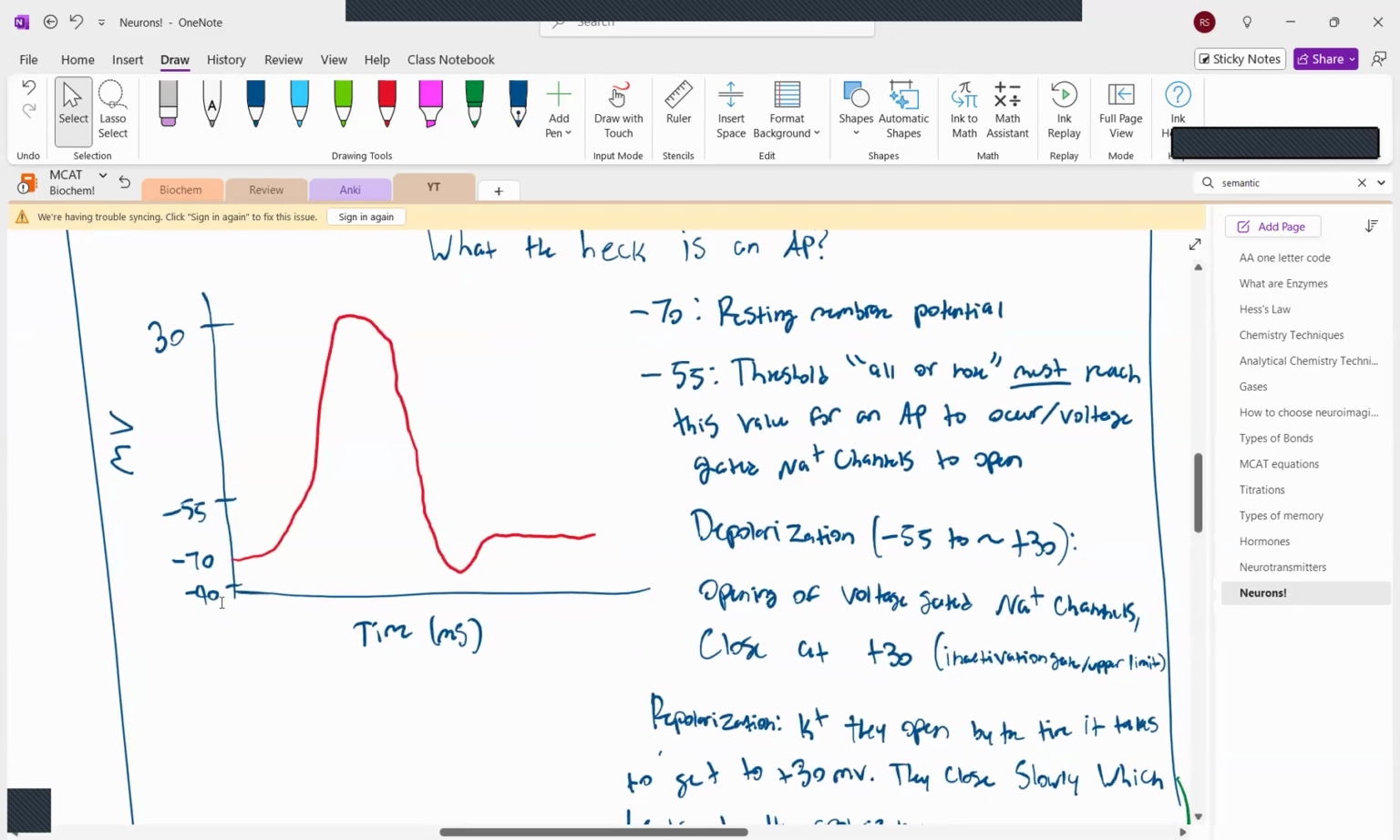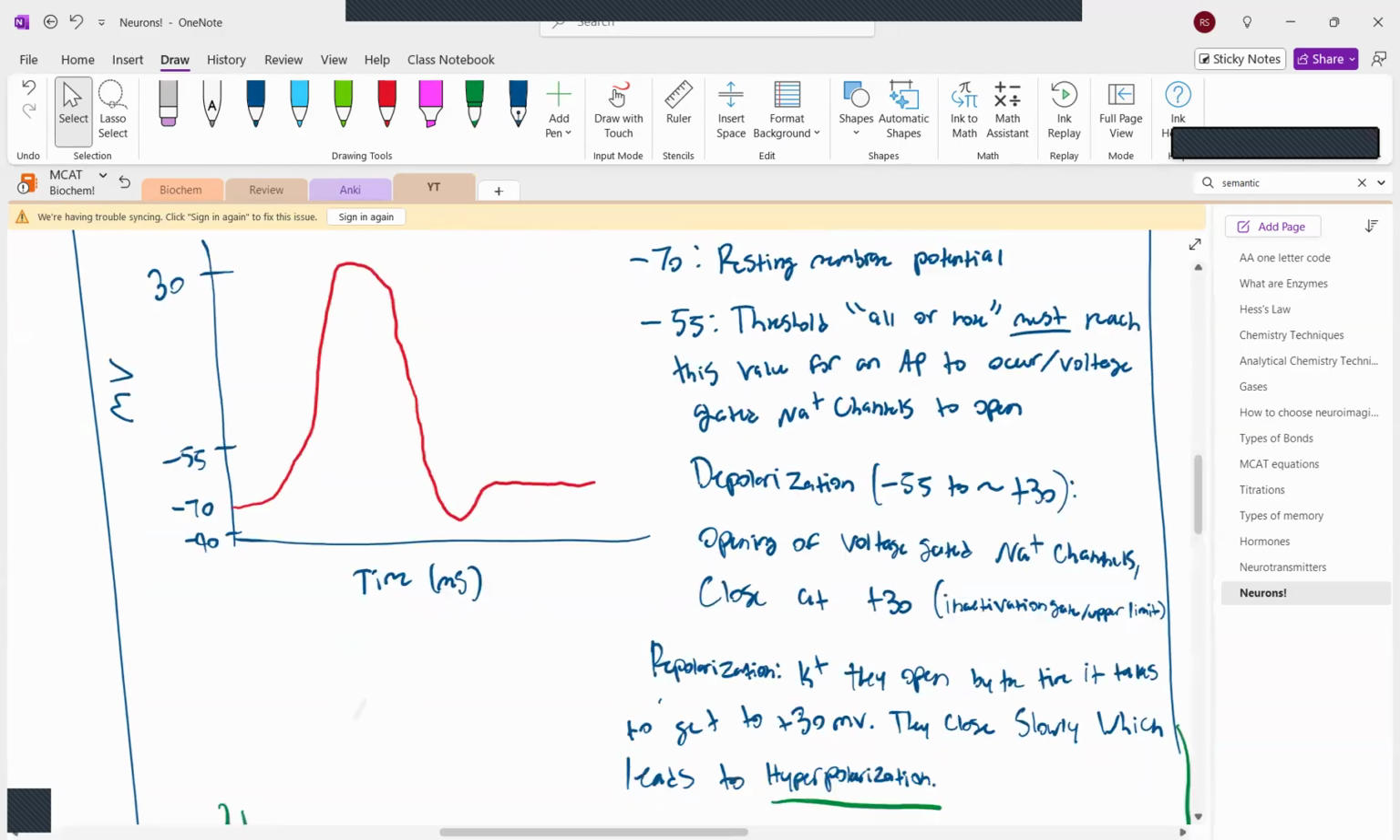I want to point out the different numbers on the y-axis. So you have -70, -90, -55, and +30. -70 is the resting membrane potential. That's just what your neuron is at rest, like there's nothing going into it. -55 is that threshold we were talking about with the axon hillock. It's all or none, so you must reach this value for an action potential to occur, for those voltage gated sodium channels to open. Whereas depolarization is from -55 to +30, and that's when those sodium channels open.